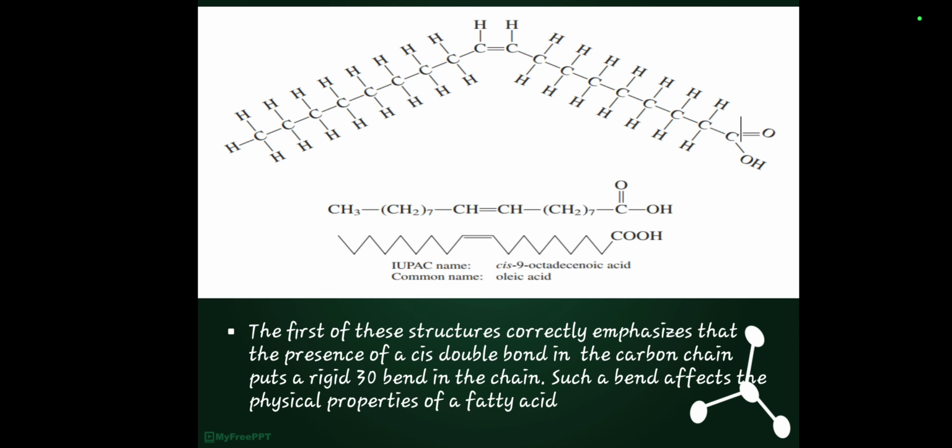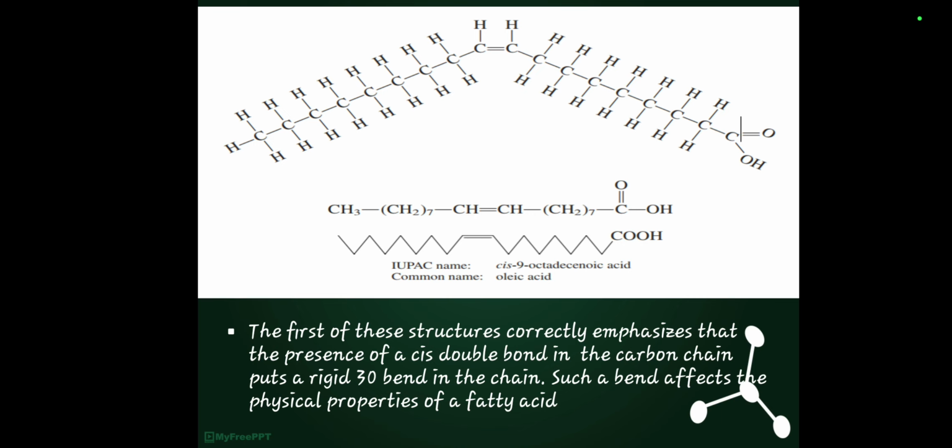Usually the double bond can be seen at the center of the structure. The first of these structures correctly emphasizes that the presence of a cis double bond in the carbon chain puts a rigid 30 degree bend in the chain, and such a bend affects the physical properties of a fatty acid. Why? Because when we say monounsaturated, it has a component of cis fatty acid. A cis fatty acid is a combination of two carbons bonded together via a double bond, with their hydrogens on the same side of the carbon atoms. That explains cis fatty acid.